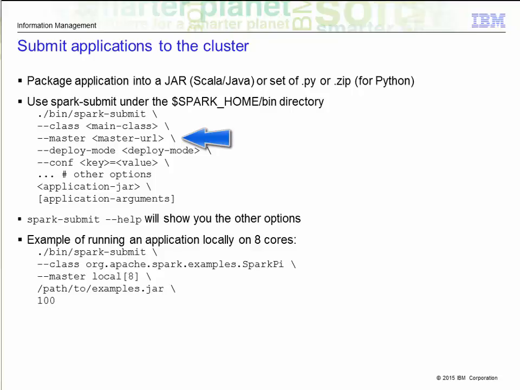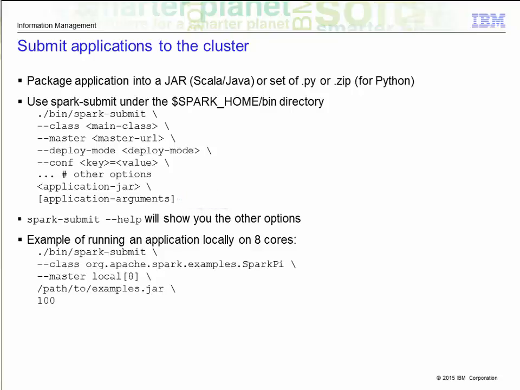The deploy mode is whether you want to deploy your driver on the worker nodes cluster or locally as an external client. The default mode is client. The conf option is any configuration property you wish to set in key value format. The application jar is the file that you packaged up using one of the build tools. Finally, if the application has any arguments, you would supply it after the jar file.